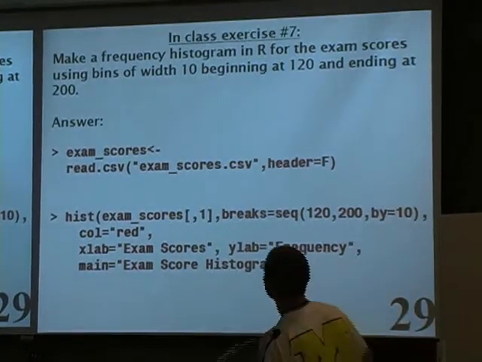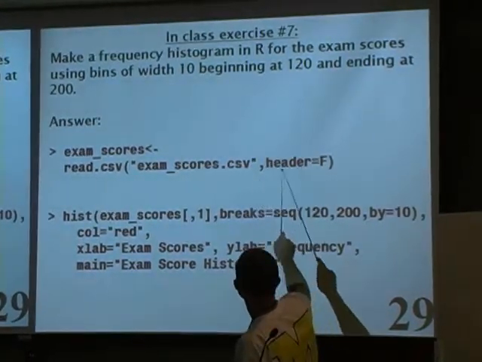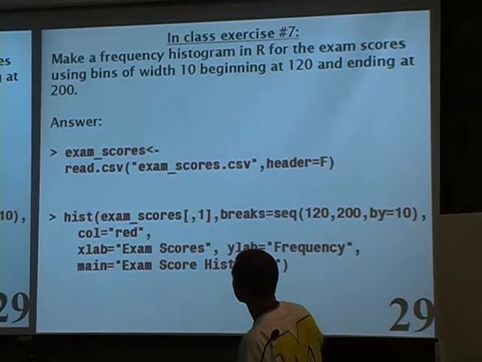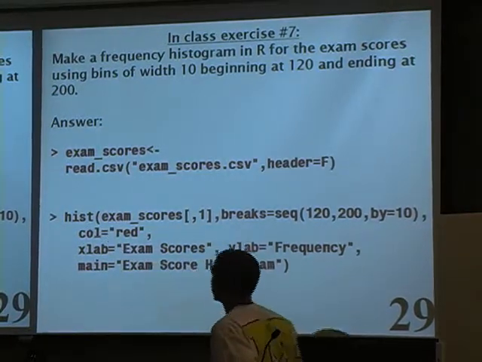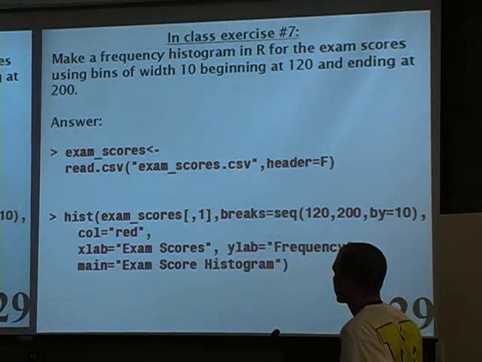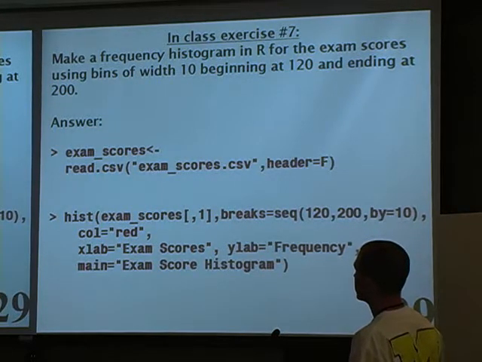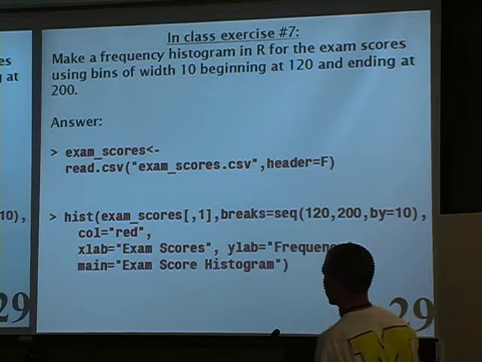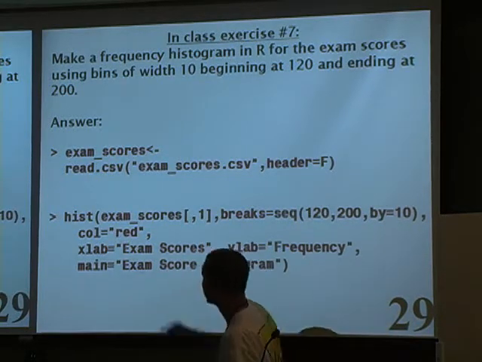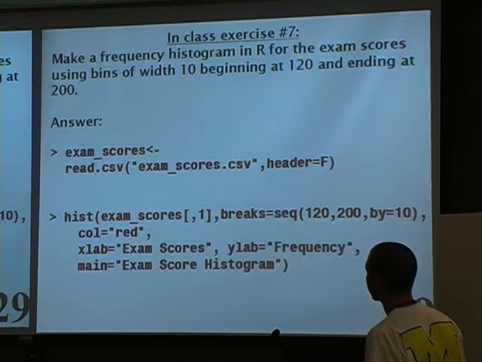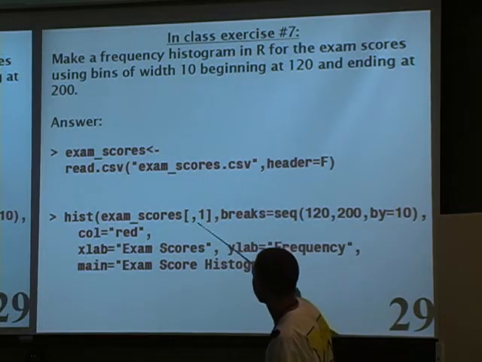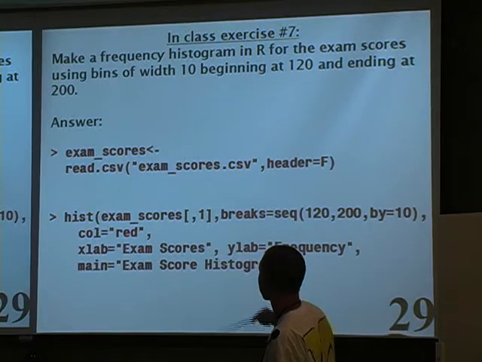First of all, this is just reading in the exam scores, right? There's no header, so I say header equal false. Then I call the hist function. Now, some functions in R for plotting will automatically plot for you, whereas other functions need to be called within the plot function itself. This is one: if you just call hist, it automatically makes a plot for you. I'm going to plot the first column of the exam scores. There's only one column, so that's going to be that.